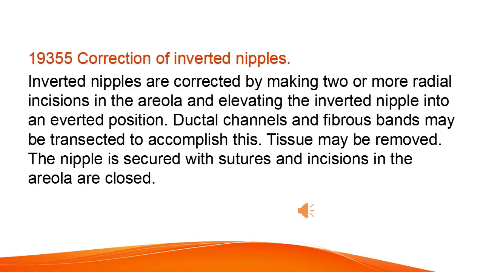Correction of inverted nipples. Inverted nipples are corrected by making 2 or more radial incisions in the areola and elevating the inverted nipple into an everted position. Ductal channels and fibrous bands may be transected to accomplish this. Tissue may be removed. The nipple is secured with sutures and incisions in the areola are closed.